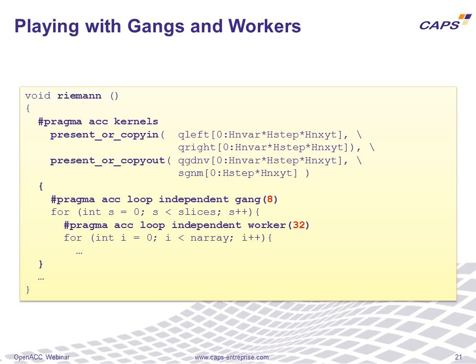It is possible to tune the execution of the loops on the hardware in our kernel's region by specifying the number of gangs and workers for different loops as shown on this example. For instance, in the CAPS OpenACC compiler, use the gang clause to distribute the iterations of the outer loop over CUDA blocks. Use the worker clause to distribute the computations of the inner loop over CUDA words.